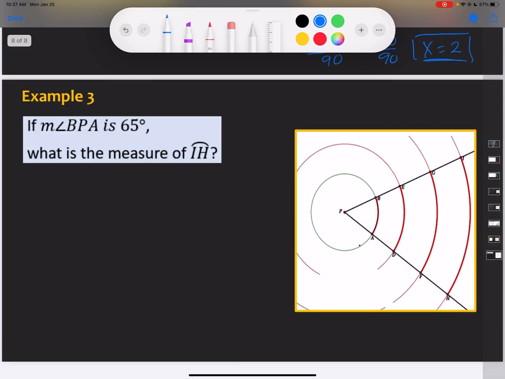Okay. And our last example, kind of like sonar, like dolphins. When the dolphins are swimming, they do sound waves. So if measure of BPA is 65, what is the measure of IH? These are all intercepted by the same central angle. So even though the circles are getting bigger, the ratio of the central angle to the arc measure is still going to be the same. This is still a central angle, so it's still going to be 65 degrees. I guess those are called sonar dolphin waves.